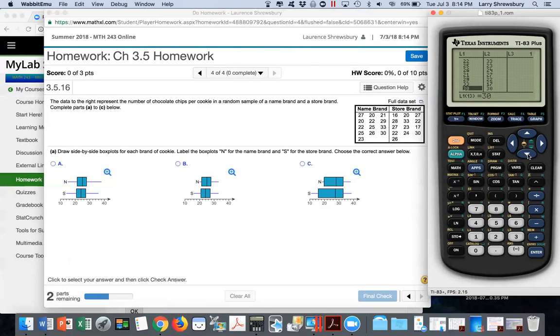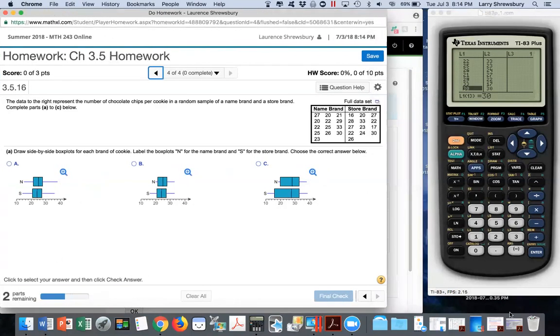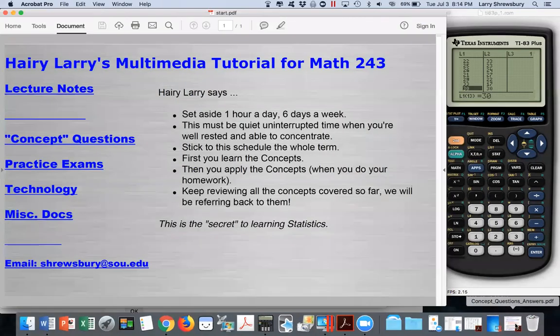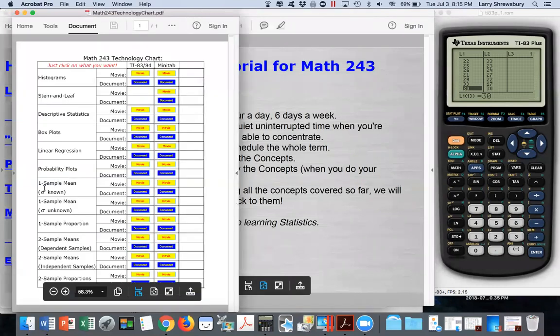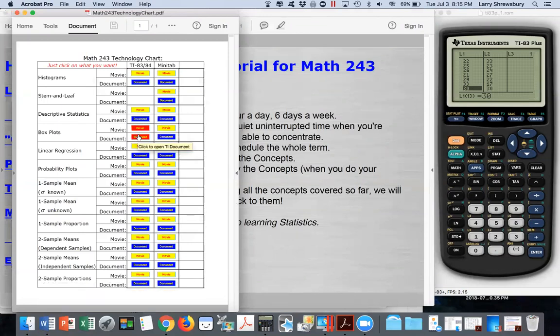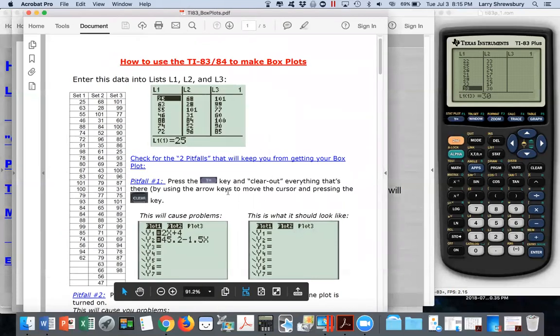Now, with these box plots, this would be a good time to remind you about your tutorial DVD. You know the easiest way to know how to do stuff on your calculator? Get out your tutorial DVD. From the main menu, click on Technology, and you've got your technology chart. Now you could watch a movie, or probably you just click here and get the screenshot instructions. And then this will step you through all the instructions.